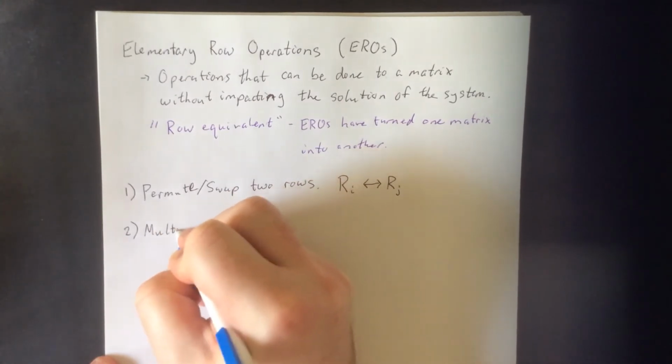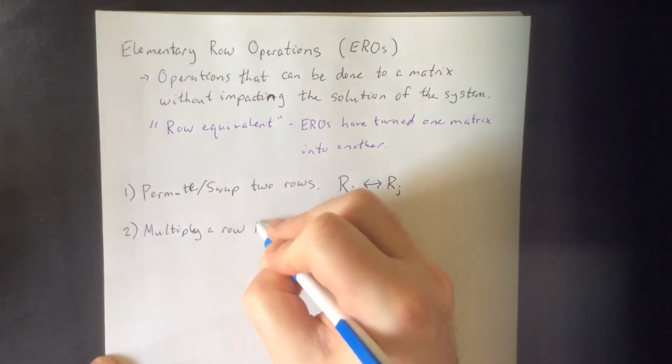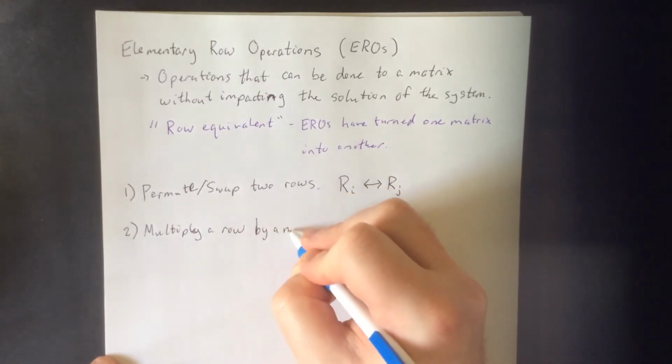Next up, we can multiply a row by a non-zero constant.